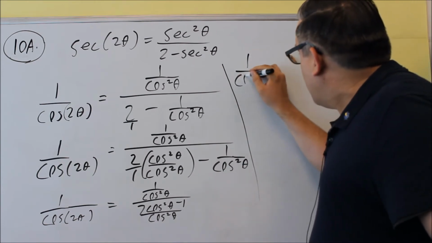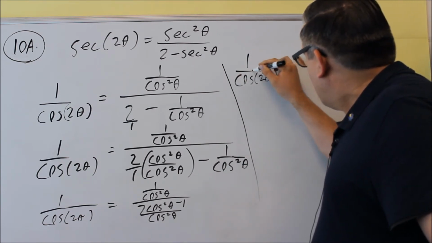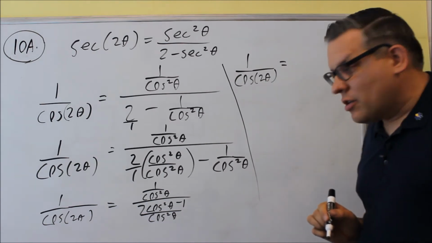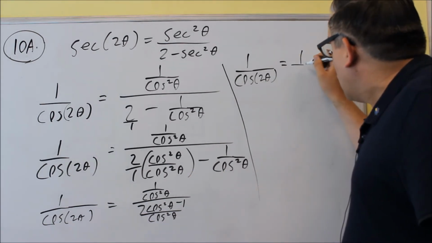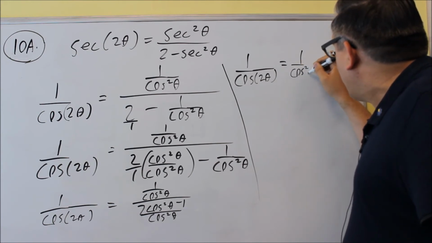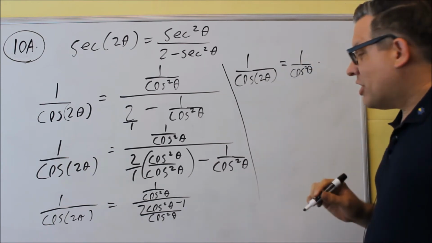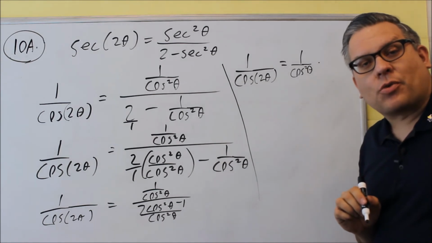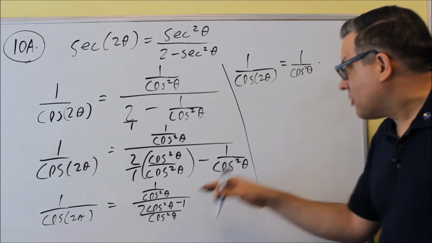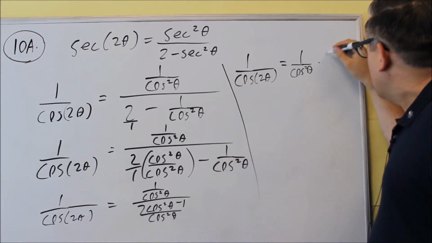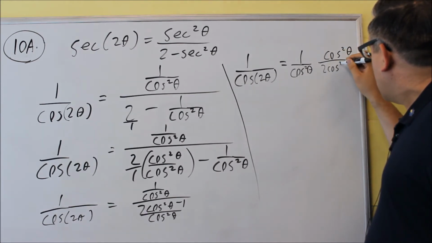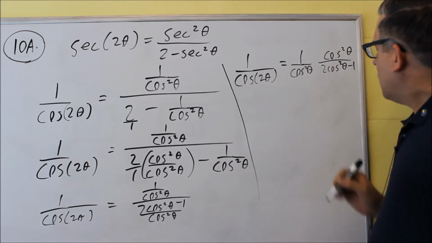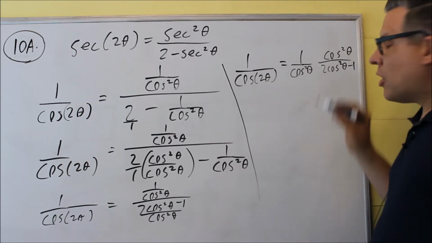Still, I'm not doing anything with the left-hand side. The right-hand side, I need to flip and multiply the two fractions. So I have 1 over cosine squared. When you divide a fraction, you're taking the top fraction and multiplying it by the reciprocal of the bottom one. So I'm going to multiply by the reciprocal. This is going to be cosine squared I have on top. On the bottom I have 2 cosine squared theta minus 1. So I flip and multiply.